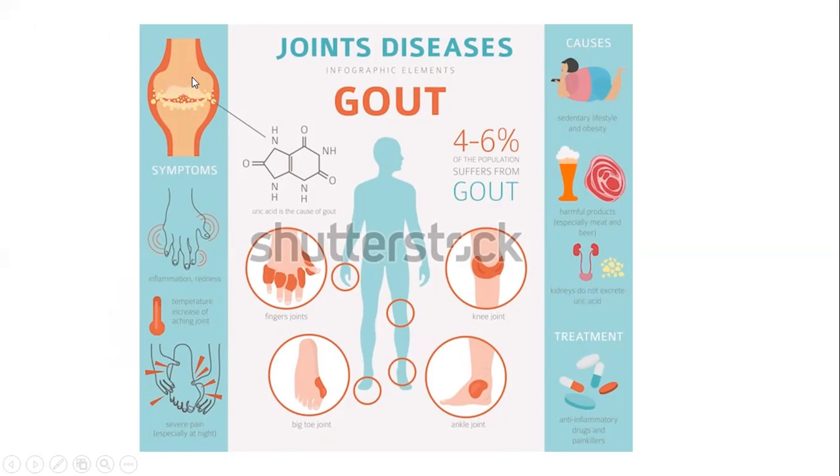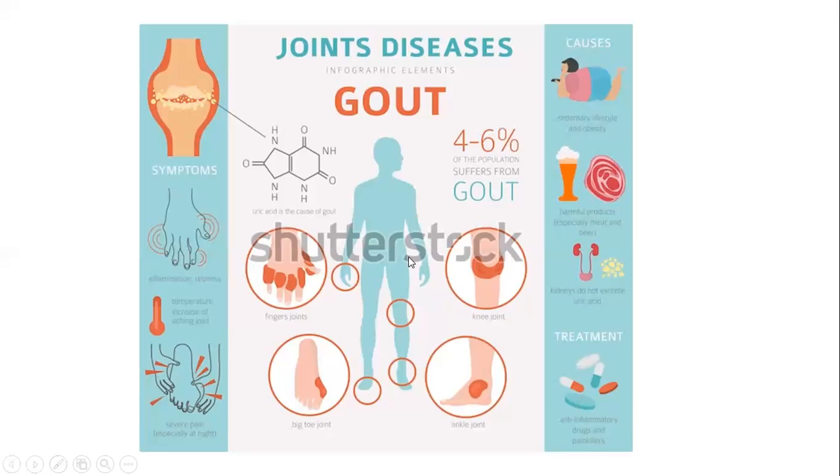Now, what are the symptoms? Here, the symptoms are inflammation and redness of the joints. There is increased temperature of that aching joint, and also there is severe pain, and that pain especially occurs at night. Now, what can be the treatment? The treatment is use of anti-inflammatory drugs and painkillers.